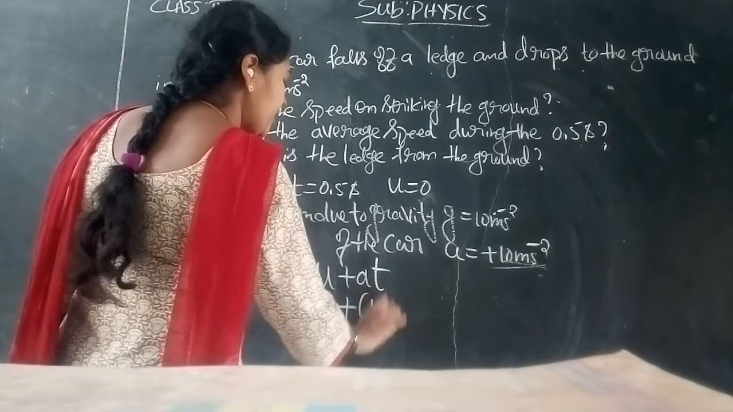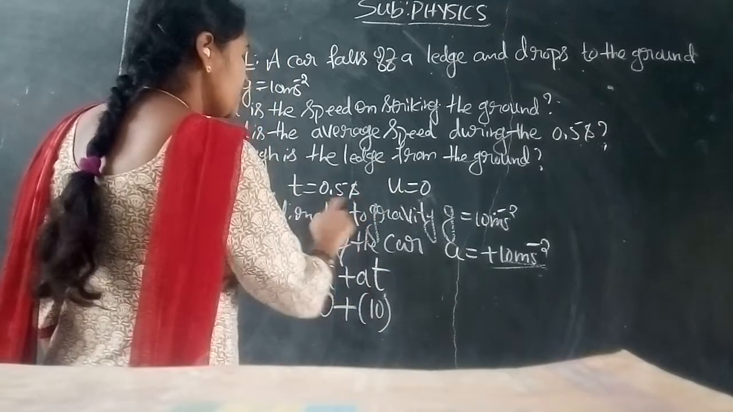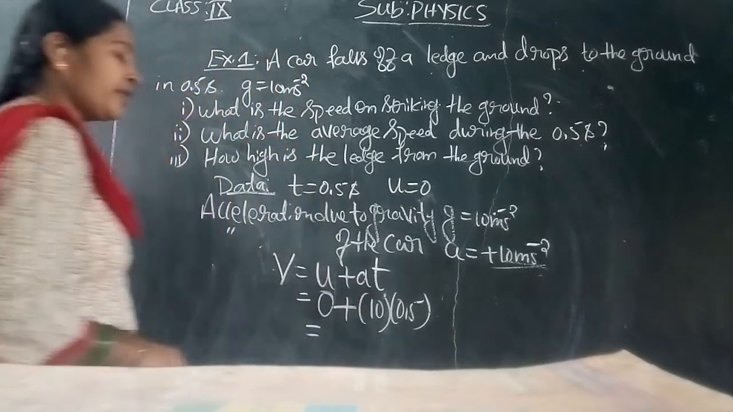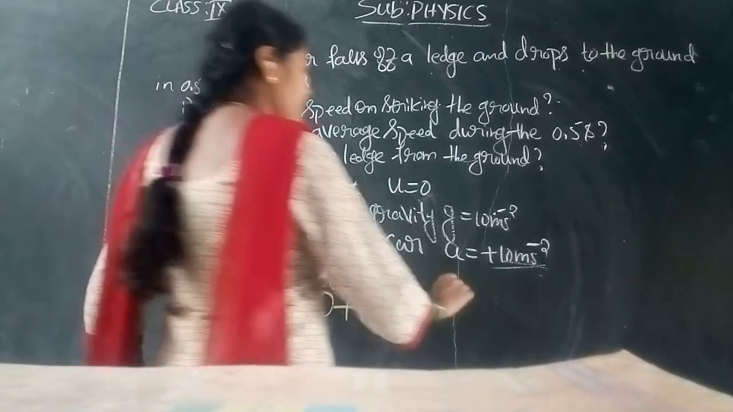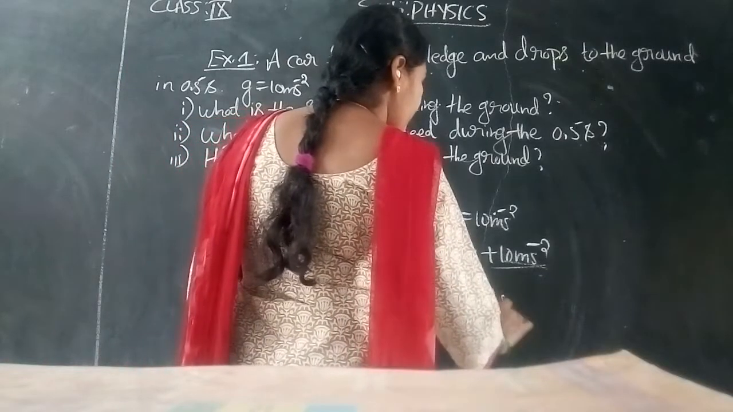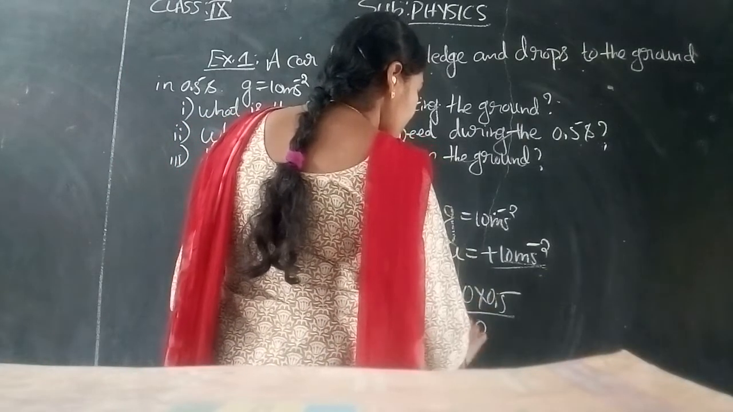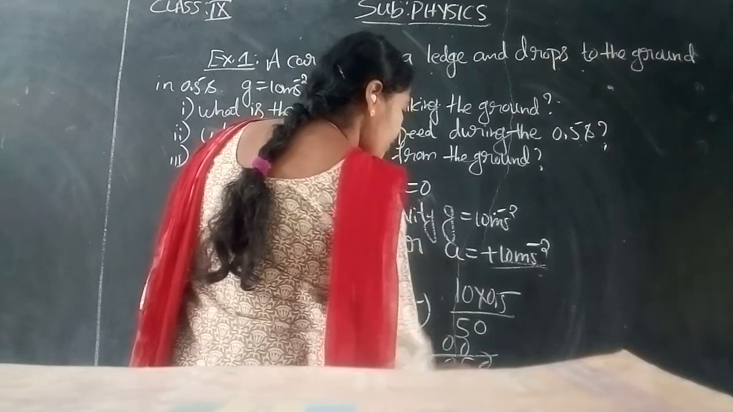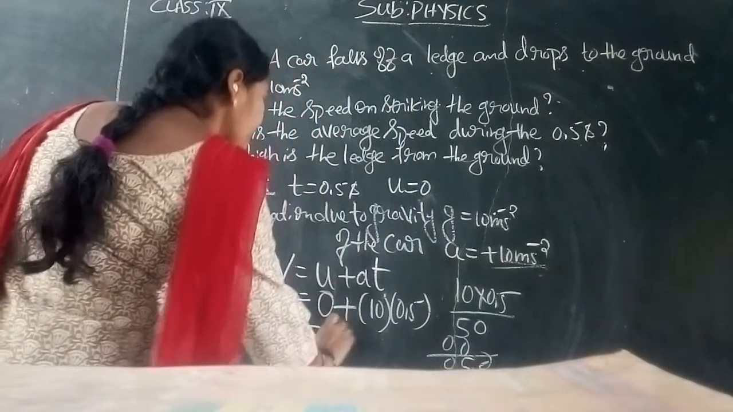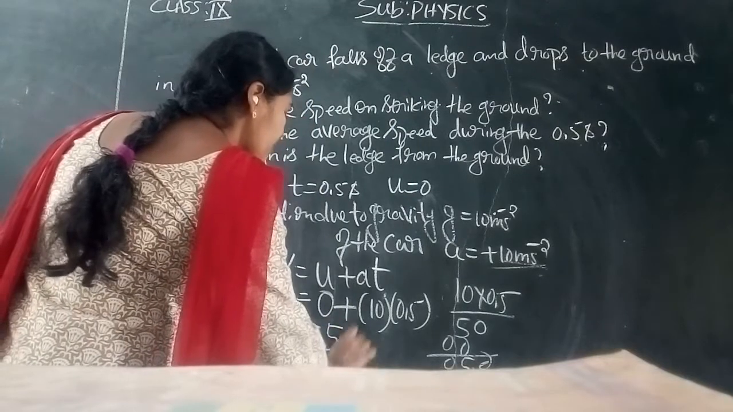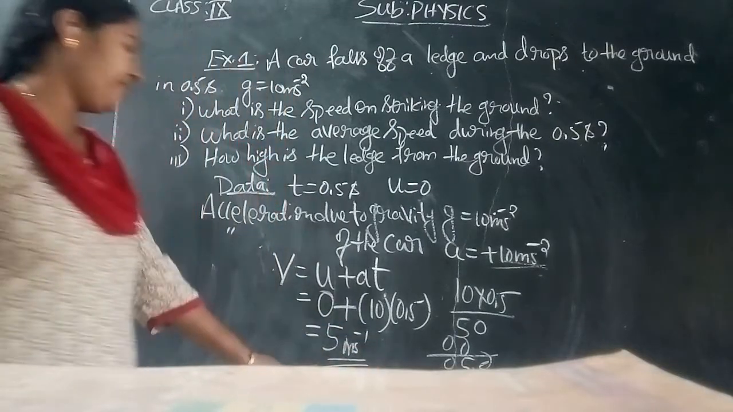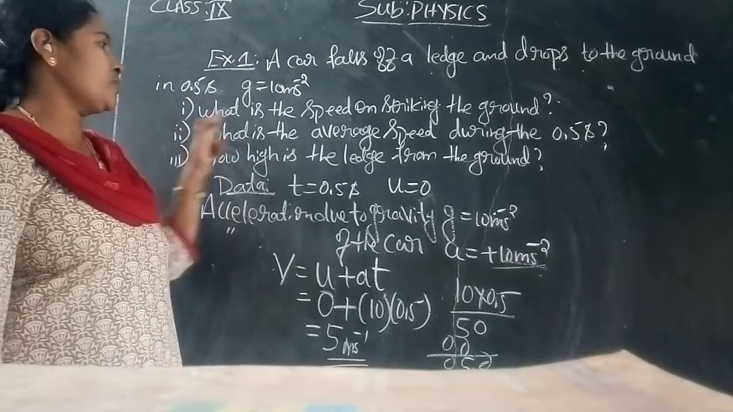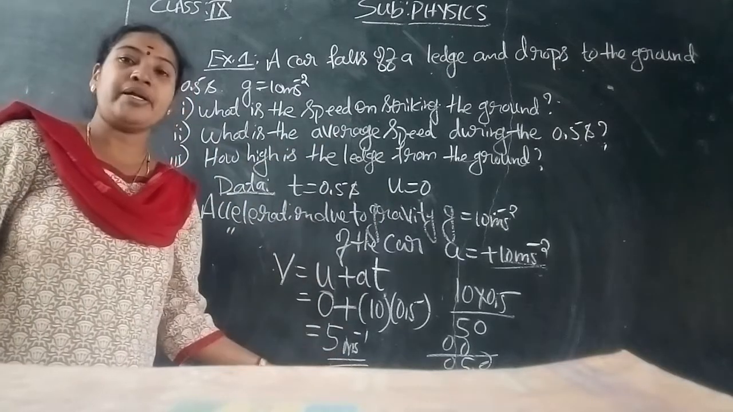a is 10. Then time is how much? 0.5 seconds. So what is the value of 10 into 0.5? You multiply 10 into 0.5. 5 zeros are 0, 5 ones are 5, so 5.0. That is 5 meter per second. So this is the answer for the first question. What is the speed on striking the ground? It means 5 meter per second.